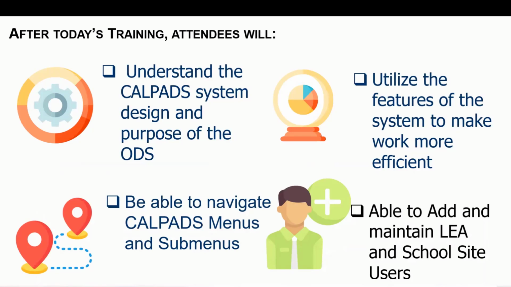After this training, I'm going to expect you guys to feel comfortable knowing what is in the ODS, feel comfortable navigating the CalPADS menus and submenus, be efficient in utilizing the system features, and be able to understand how to assign the appropriate roles to the people who are going to be helping you, and know who those people are. You're going to be able to assign roles and know where to get information about those roles. Okay, that's what we're going to do, and that's what I want us to learn how to do.